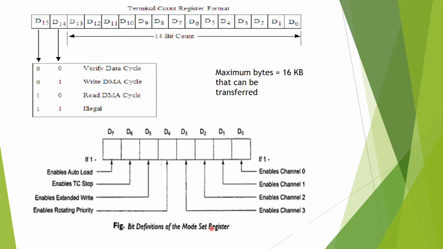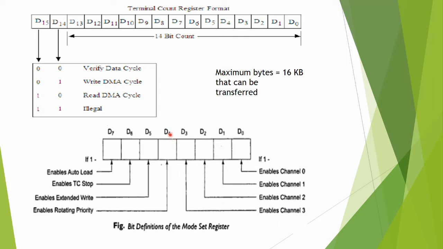There is another register whose purpose is to enable or disable the channels of the DMA controller. That register is called the mode set register. This is the format of the mode set register. If bit D0 is 1, it enables channel 0. If it is 0, it will not enable channel 0. Similarly, if bit D1 is 1, it enables channel 1. If D2 is 1, it enables channel 2. If D3 is 1, it enables channel 3.